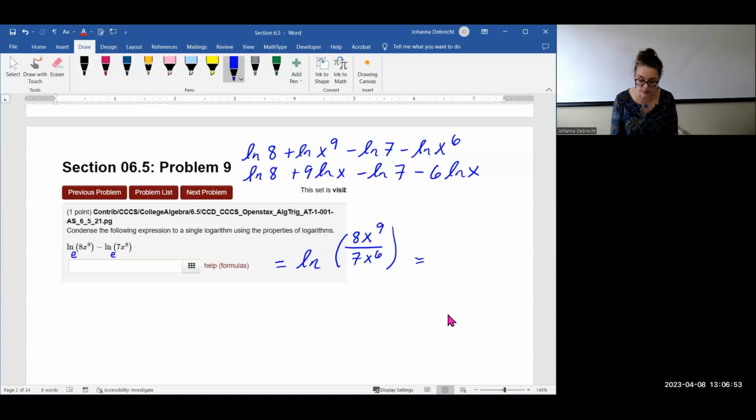So we're going to look at this one and we're going to divide it, and we have 9 on top, 6 on bottom, and that will give us 8/7 x to the third, right? And that's the final answer.